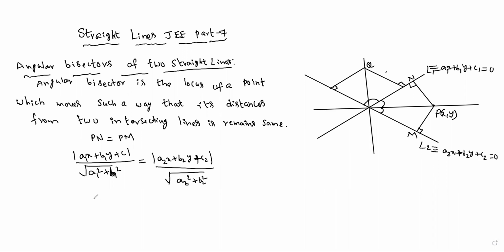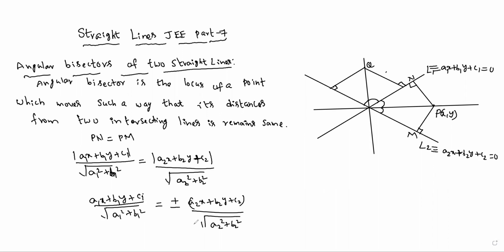Now if you remove the modulus on both sides, then you will get two sets of equations: (A1x plus B1y plus C1) by root of A1 square plus B1 square. If you remove the modulus, you'll get plus or minus, that is (A2x plus B2y plus C2) divided by square root of the same term, A2 square plus B2 square.